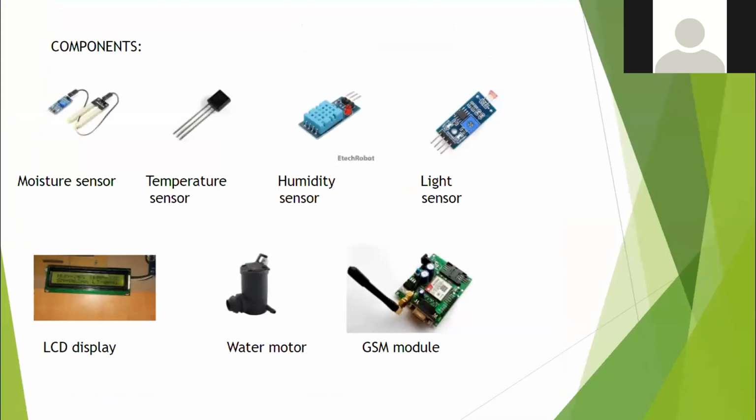Here we use a soil moisture sensor to measure the moisture in the soil. Next, a temperature sensor is used to sense the temperature of the surrounding environment. Then a humidity sensor is used to sense the humidity of the air. Similarly, a light sensor is used to measure light coming from the sun. Also, we use a GSM module, water motor, and an LCD display. Next slide.